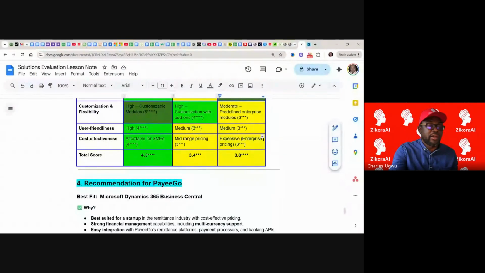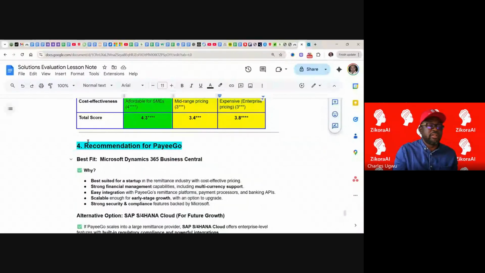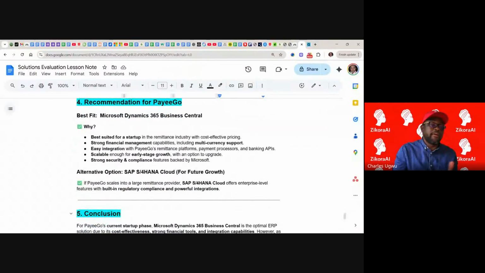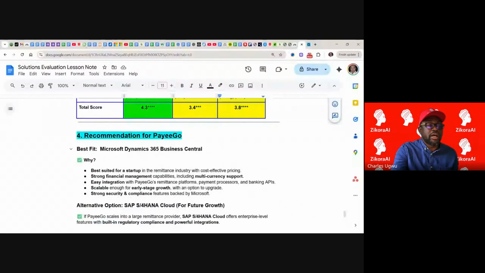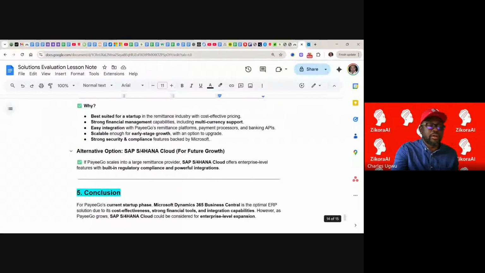And you come here, you make your recommendation. Your recommendation, best fit, you say why it is best fit. You write your recommendation based on this analysis. And the alternative, you tell them, okay, based on the market, these are alternatives. We'll have S/4HANA Cloud. In case we can't settle for Microsoft, or if we are more future-centric, then we can go for this. But this is how you come up with your recommendation during your report and conclusion.